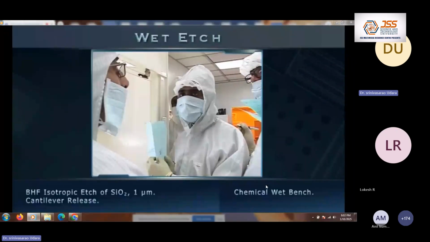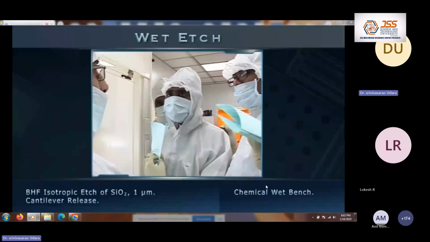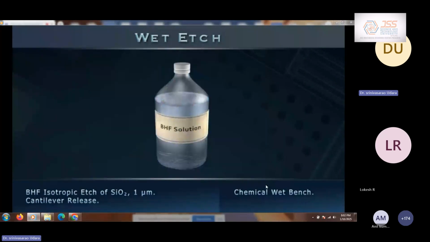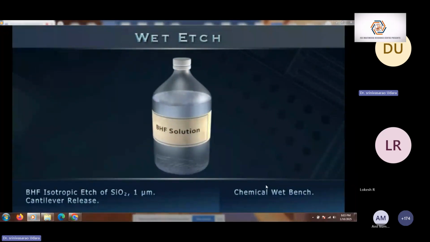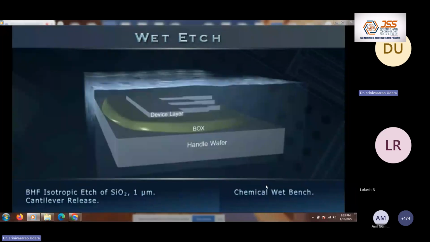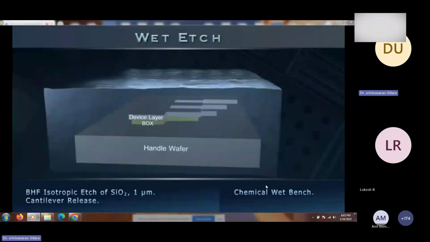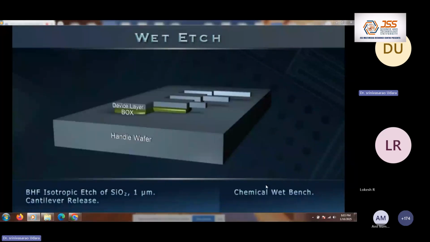Next, we come to the critical step of cantilever release using wet etch. Here, the buried silicon dioxide layer will be etched out with buffered hydrofluoric acid. The BHF solution has been previously prepared at the NNFC to etch at the desired rate. Since the anchor regions are much larger than the beam regions, some oxide remains intact under the anchors after isotropic wet etch, creating a suspended cantilever anchored to the substrate.